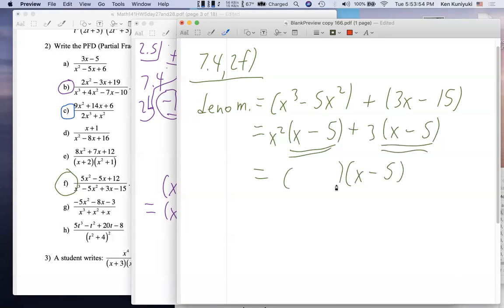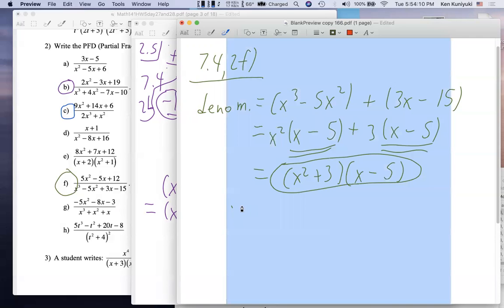And what are the missing pieces here? x squared and 3. Correct. x squared plus 3, and that's prime over the reals. So this is the complete factorization of the denominator over the reals. And again, that's a quarter of the battle, right? I vaguely remember this.